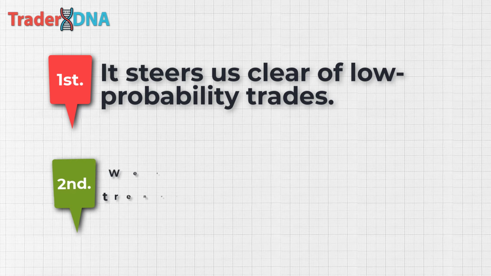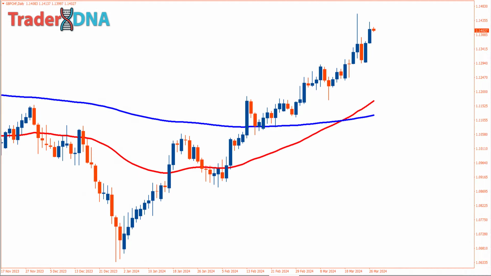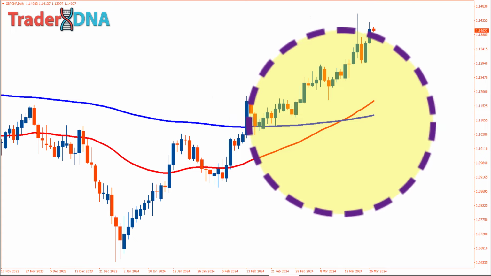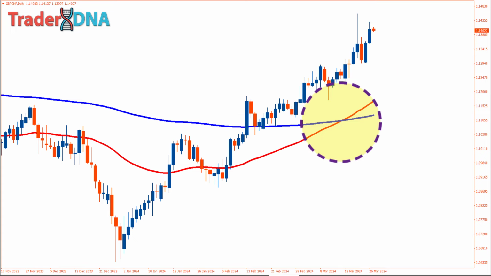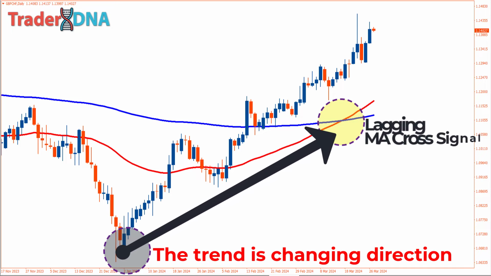Secondly, by relying on the precise moment when the actual price intersects the blue line to signify a shift in trend direction, we can swiftly enter new trends much easier. Many trend-following systems employ a two moving averages crossover to indicate a shift in trend direction, but this typically occurs after the change has already occurred, resulting in potential missed profits.